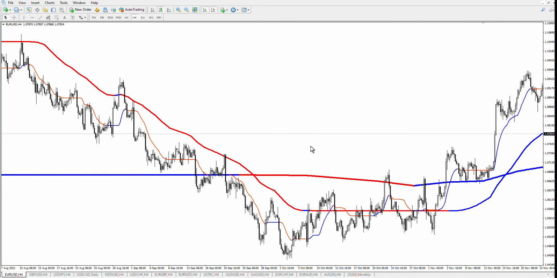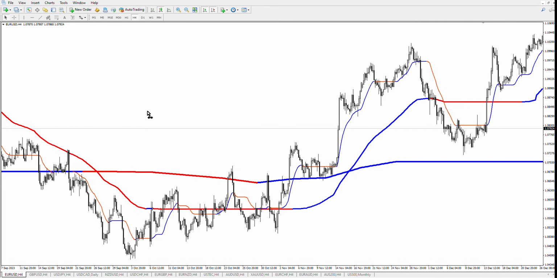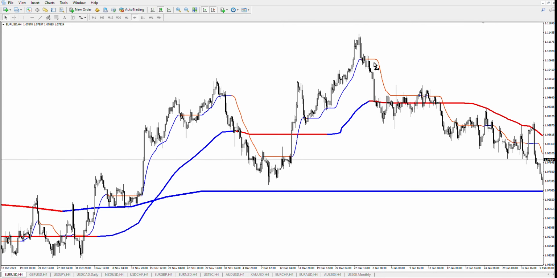Yeah, this is what I wanted to show you, to share with you this indicator called ADX VMA.